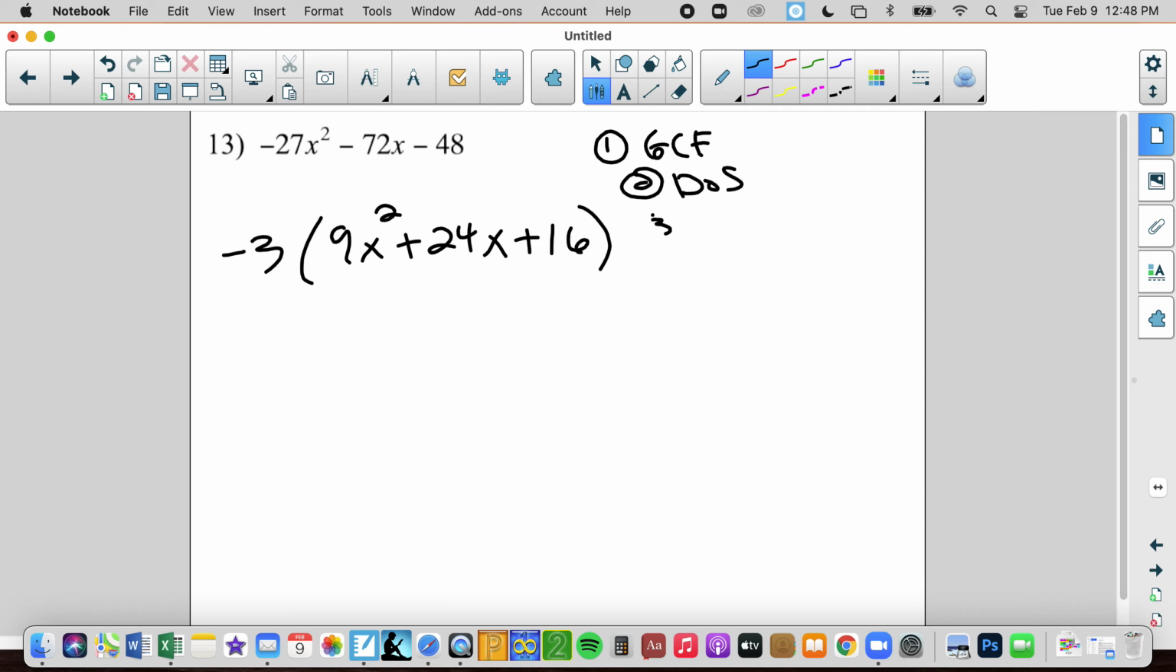Difference of squares? No. Binomial square? 3 terms. Second sign positive. Both perfect squares. And remember that fourth criterion: does my middle equal 2 times the square root of the first times the square root of the last? Square root of the first is 3x. Square root of the last is 4. 2 times 3x is 6x. Times 4 is 24x, which equals my middle. So I know that this is a binomial square.